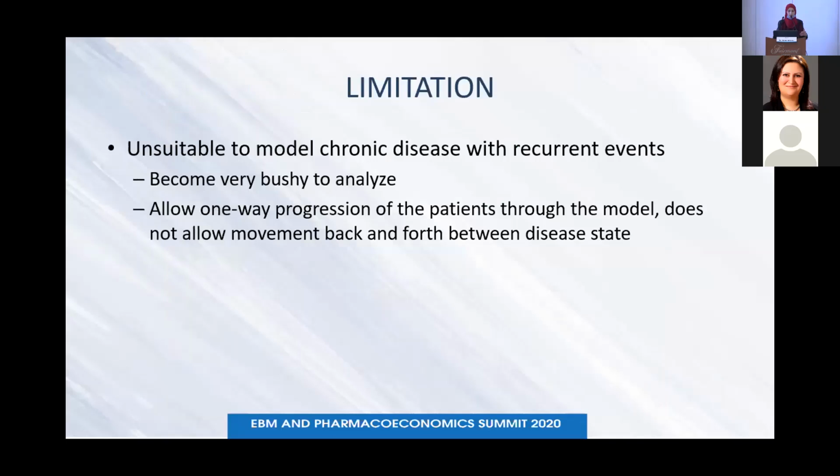So the limitation of the decision tree is that it is unsuitable for modeling chronic disease with recurrent events like breast cancer, diabetes, and hypertension. Why? Because the tree stems with branches, so if we want to model recurrent events, it becomes very bushy to analyze, okay? And also it allows one-way progression of the patient through the model, and we know that in chronic disease, some patients can go back.